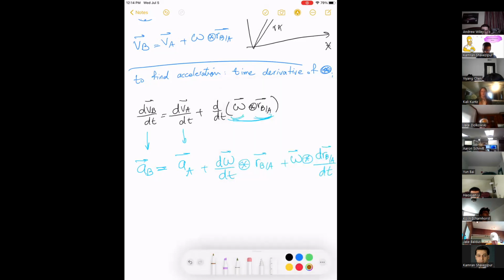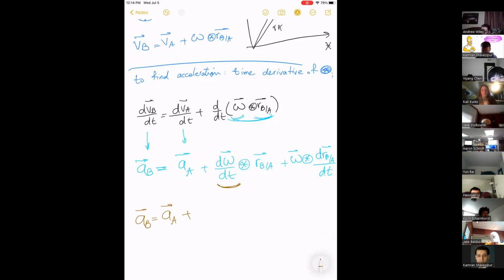Now, what is the time derivative of omega? What is the time derivative of omega? Come on, guys. Alpha. Alpha as a vector. What is the time derivative of this guy? That's tricky, huh?